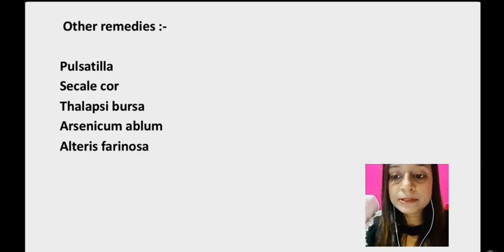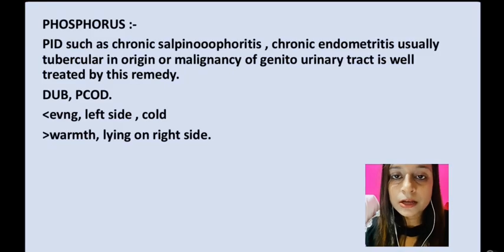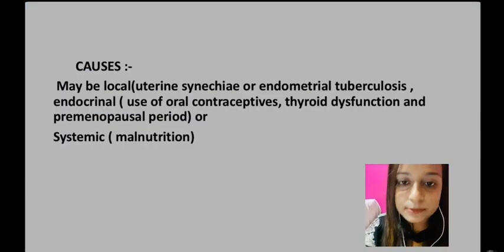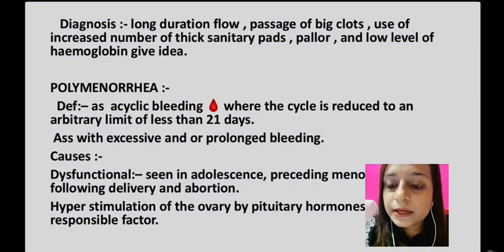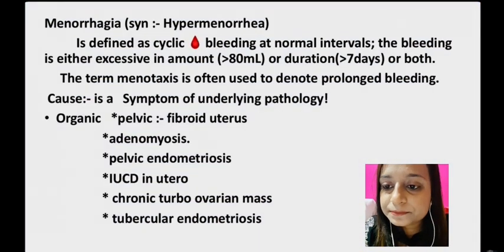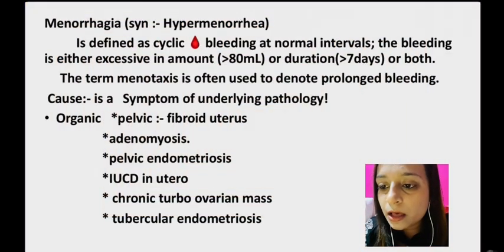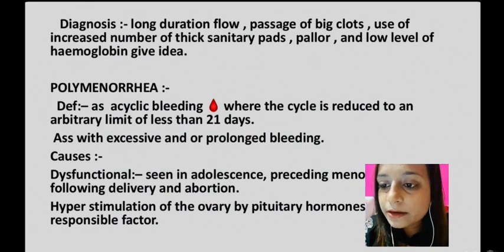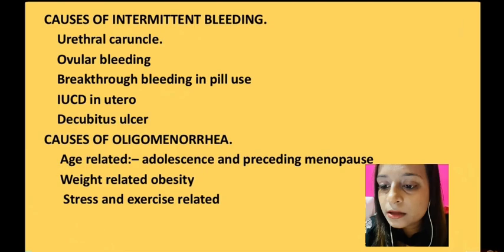Other remedies are pulsatilla, thlaspi bursa pastoris, arsenicum album, and the last one is a very interesting remedy, Aletris farinosa, which you can check out, and in the next class I'll be explaining this remedy. And yeah, this was it about abnormal uterine bleeding. Here I have explained menorrhagia, metrorrhagia, oligomenorrhea, hypomenorrhea, polymenorrhea and their causes. So this was it.